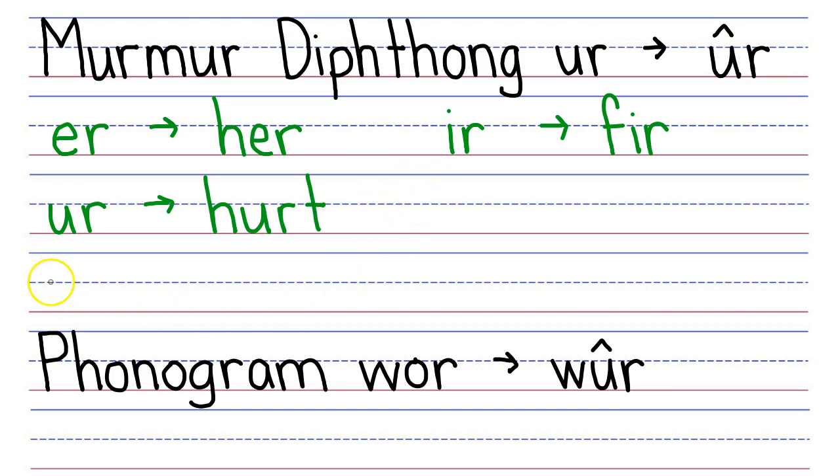And then we also learned that one of the sounds of EAR can be the same sound, as in earn. EARN. I'm sure you would like to earn some money. So there you have it. For the murmur diphthong, also called the R-controlled vowel sound, we can spell it ER, IR, UR, or EAR.